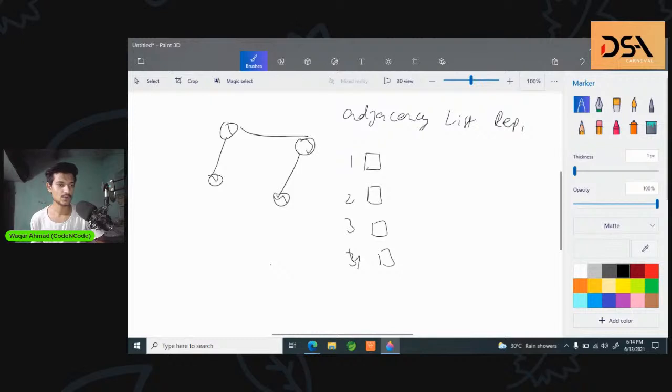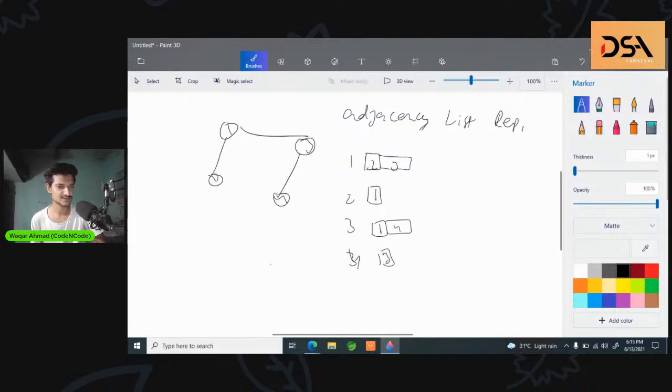So node one is directly connected to node two and three. So the list size of node one will be 2, and it will store 2 and 3, because node one is directly connected to node 3 and 2. That's why it is having a list of 2, right? Node 2 is directly connected to 1 only, so 1. Node 3 is connected to 2 elements, which are 4 and 1, so 1 and 4. And node 4 is directly connected to only 3, so it will store 3.